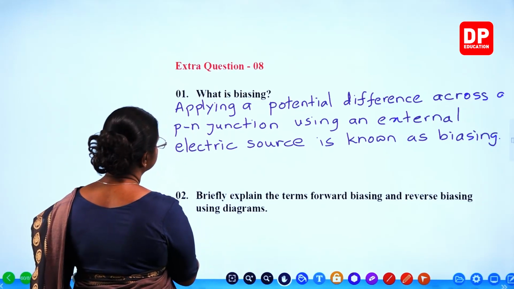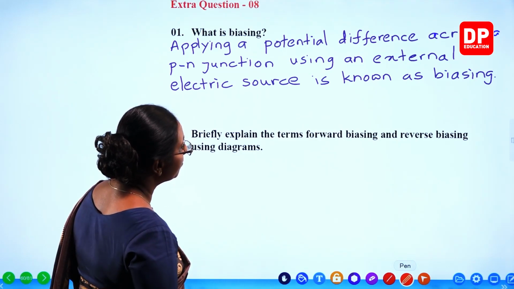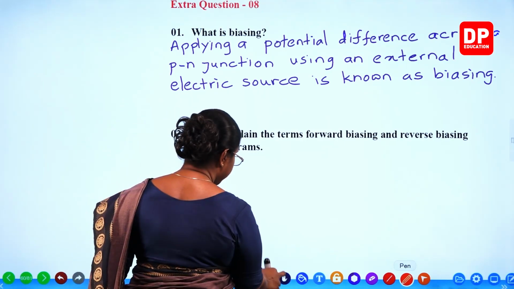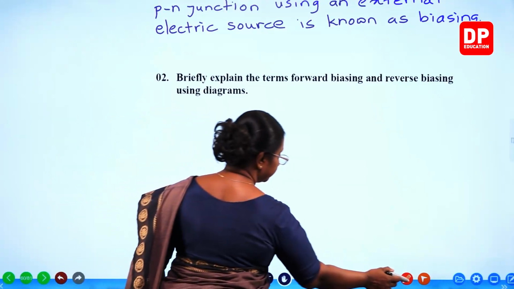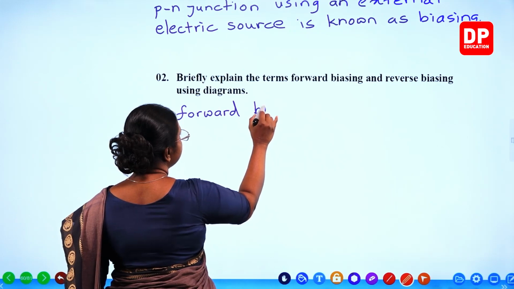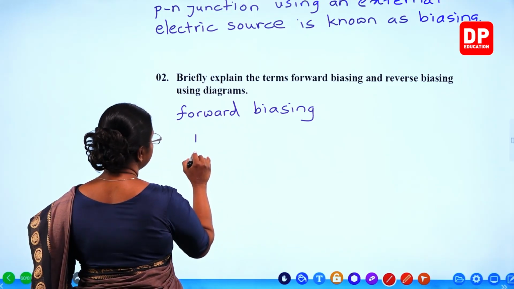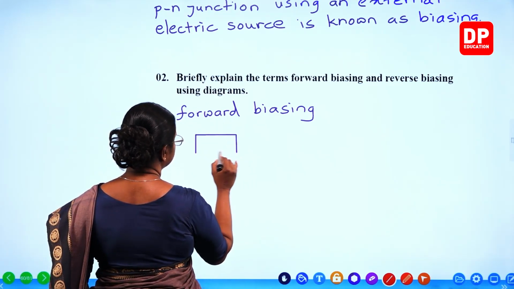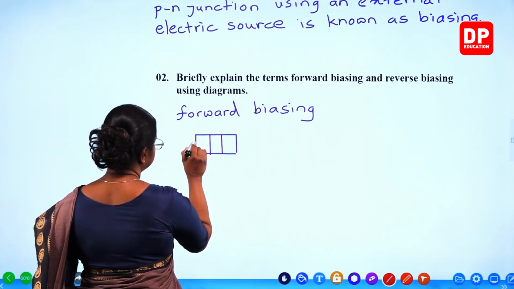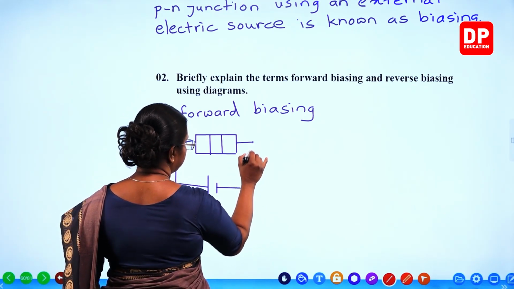Then the next part, briefly explain the terms forward biasing and reverse biasing using diagrams. So if we say forward biasing, what happens there? We have the PN junction with the depletion layer connected to the battery.